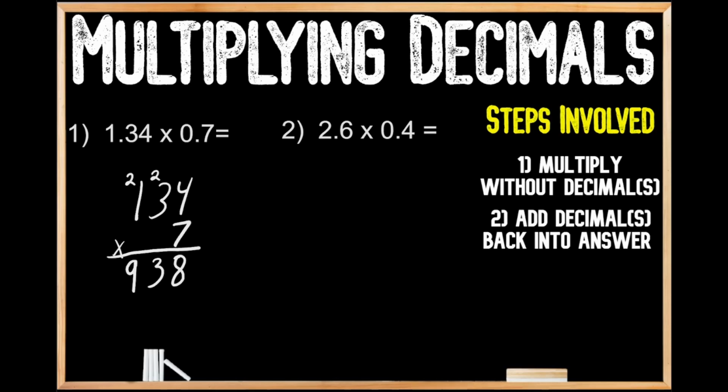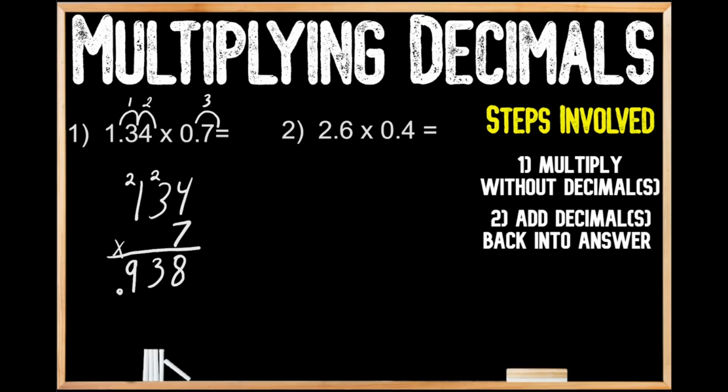Now we can move on to step number 2, which is to add the decimals back into our answer. In order to determine where the decimal is going to be located in our answer, we need to look up top and see how many digits we have to the right of our decimal place in the equation above, because we need to have the same number of digits to the right of our decimal place in our answer. In our first decimal we have 2 digits to the right of our decimal place, and for our second decimal, we have another digit, giving us 3 digits to the right of our decimal place. So we need to do the same thing in our answer here.